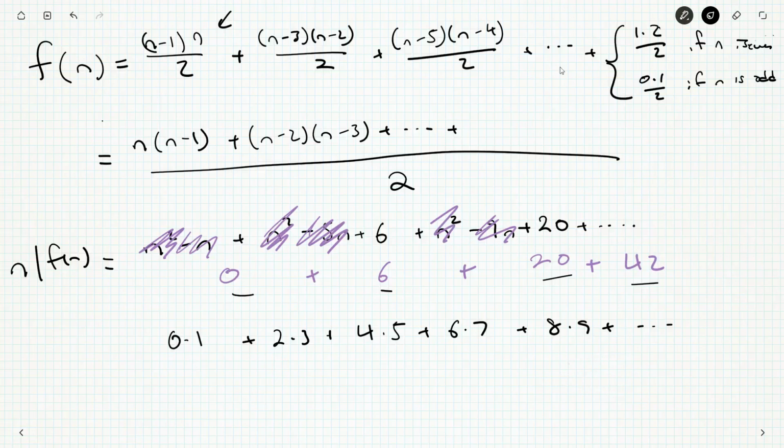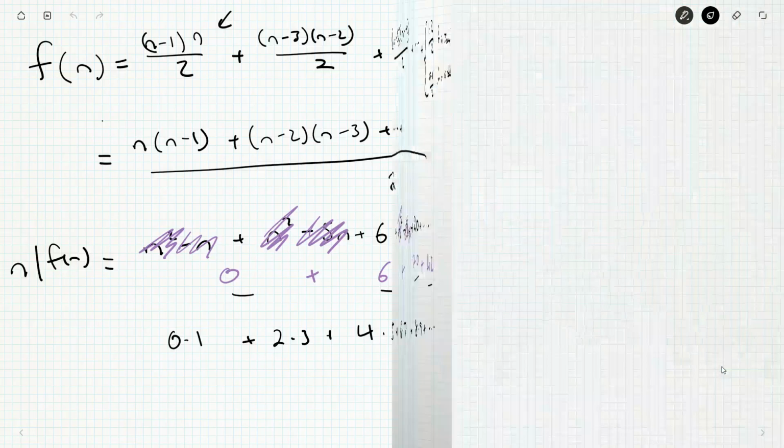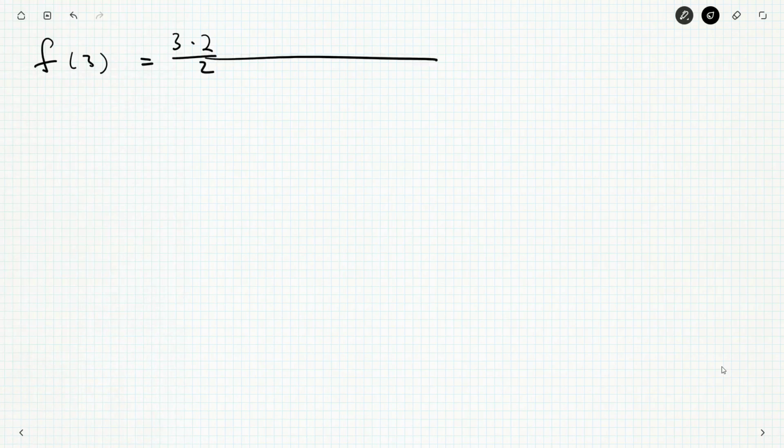Well, I think the only way to do it is to actually write a few of these out. So f of 3, for example, is 3 times 2 over 2, and of course, it's all over 2 as well. 3 times 2 over 2 plus 1 times 0 over 2. So we had 2 of them. We have 2 of these.